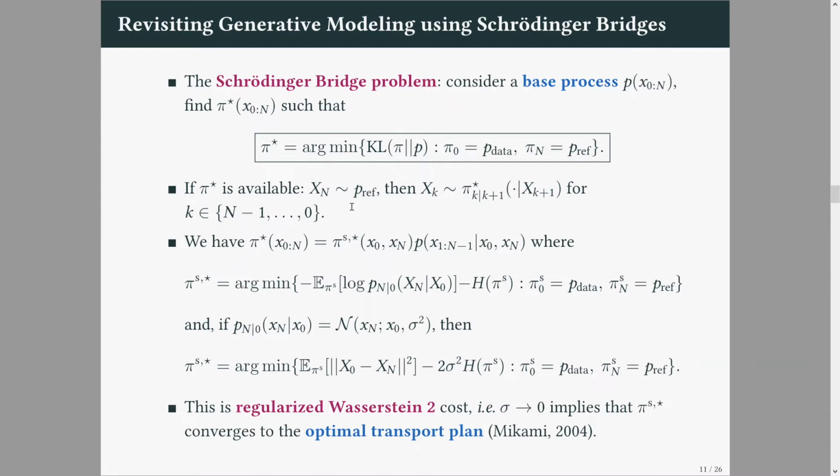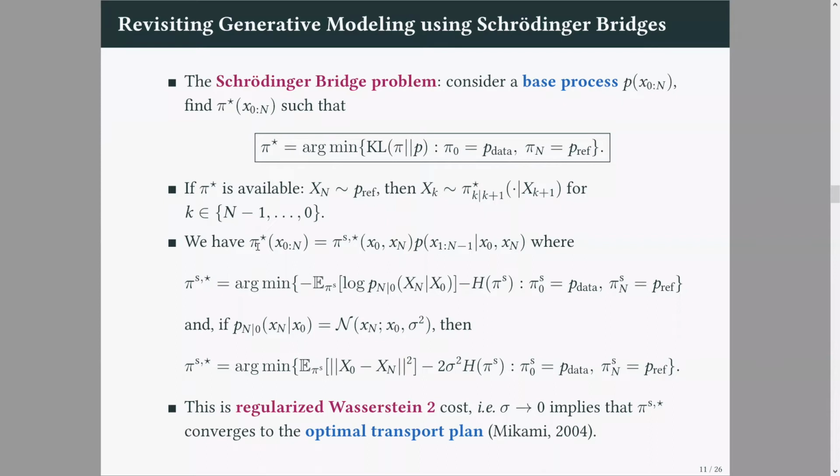Okay. So how is this Schrodinger bridge problem related to optimal transport? First of all, by the standard decomposition of the Kullback-Leibler discrepancy, it is easy to check that pi star, the solution, the Schrodinger bridge, admits the following structure.